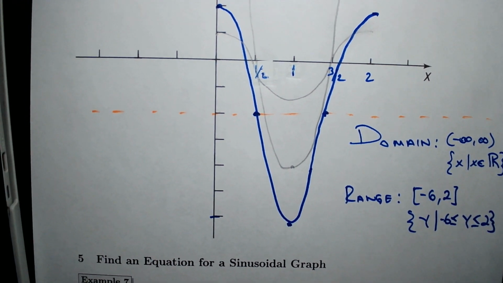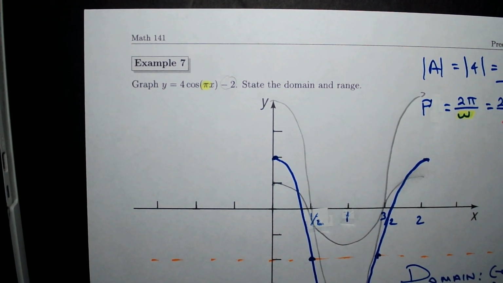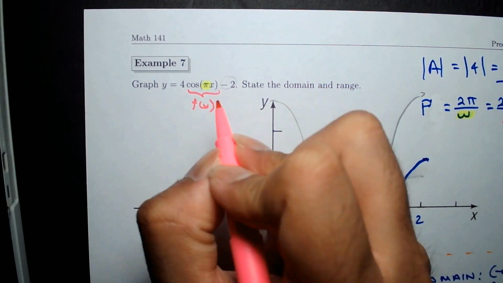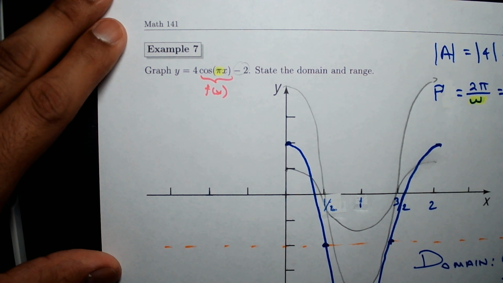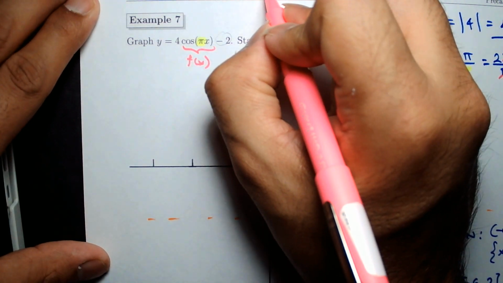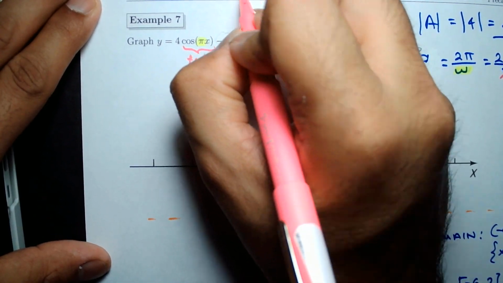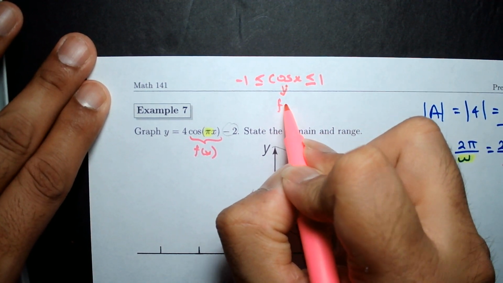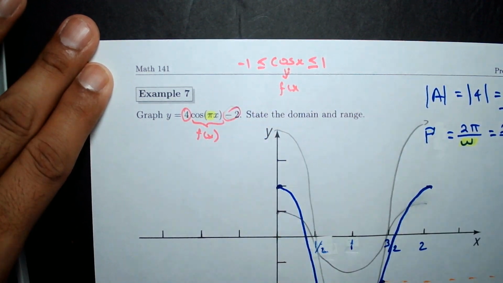Now, another way to find the range. Consider this cosine part as your f of x. We're going to get the range of the function by means of a compound inequality. Well, we know that the cosine function has a range from negative 1 to 1, which in this case is the same as f of x. But notice this f of x is being multiplied by 4 and subtracted by 2.